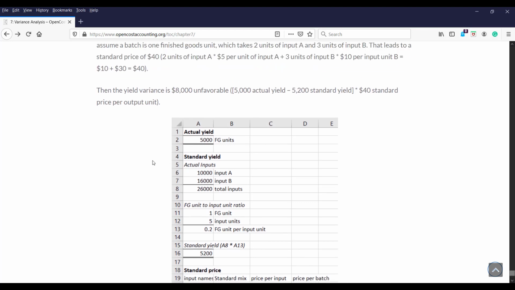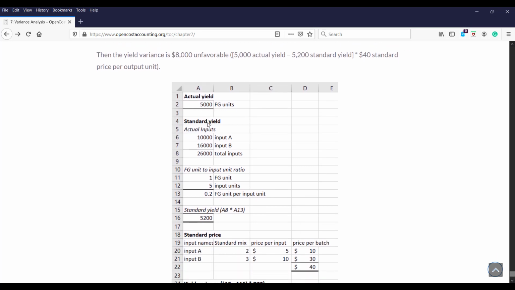And here it is set up in a table. We have our actual yield. Our standard yield is simply the actual inputs all summed together. For the yield variance, we don't care that this is out of whack. This is not 2 to 3. It would be 10,000 to 15,000 if it were 2 to 3. We didn't quite get there. But that difference is going to be accounted for in the mix variance, some other worksheet or whatever. For the yield variance, we just sum them together and get total inputs.